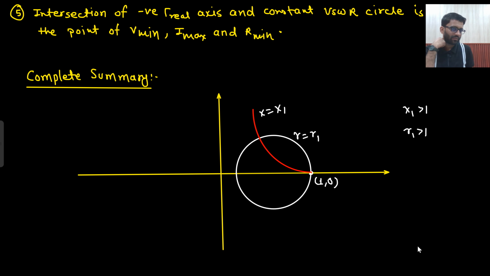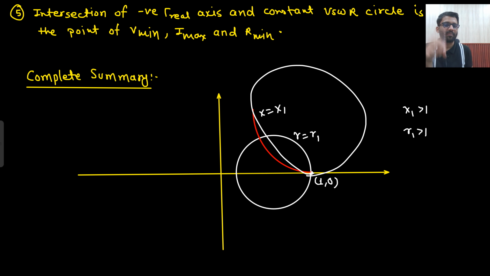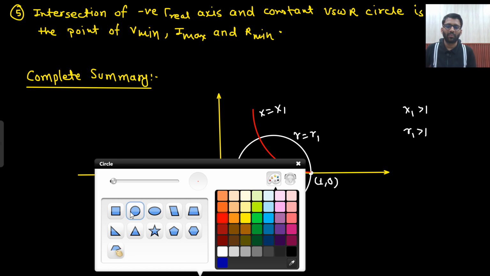Why is that so? Why r1 is greater than 1, that I have already told. Why x1 is greater than 1? Because x equals to 1 is this circle. Now if the radius has become smaller, that means x1 has to be greater than 1, right? So these 2 points are there.